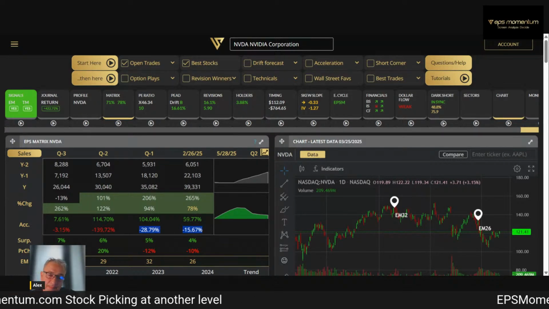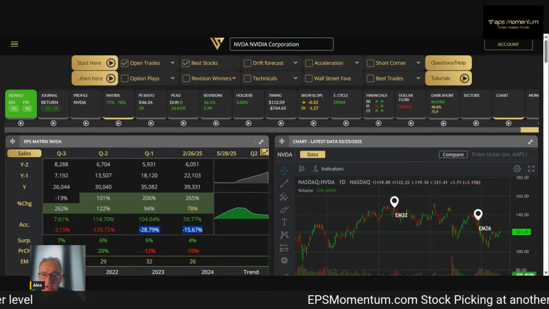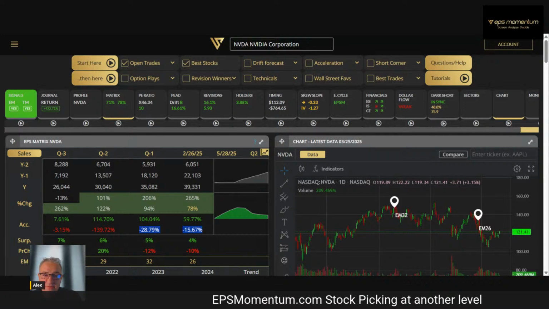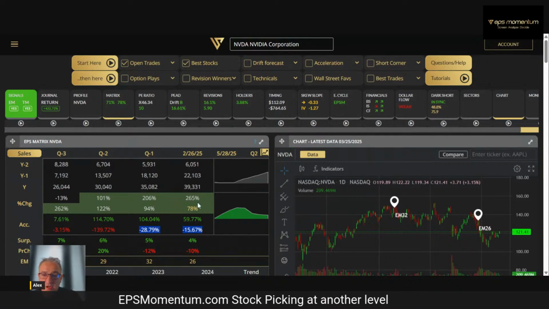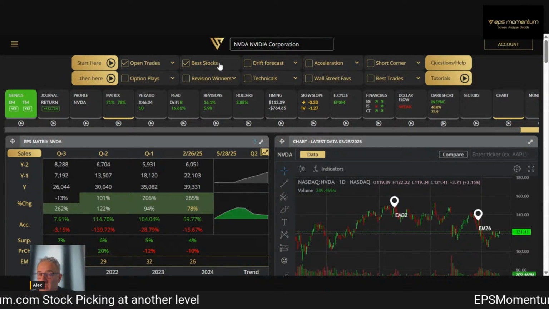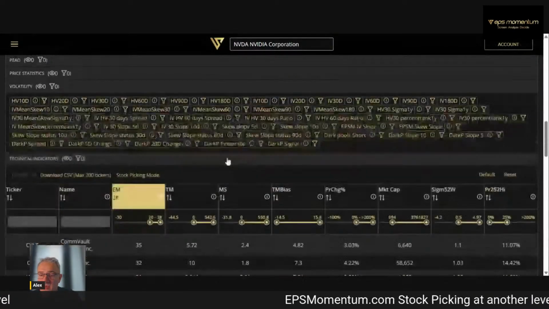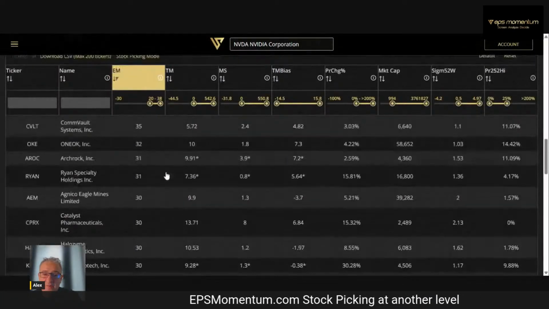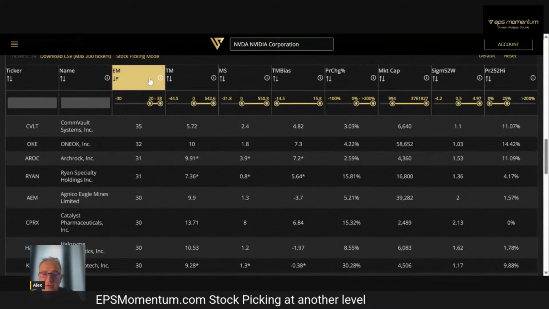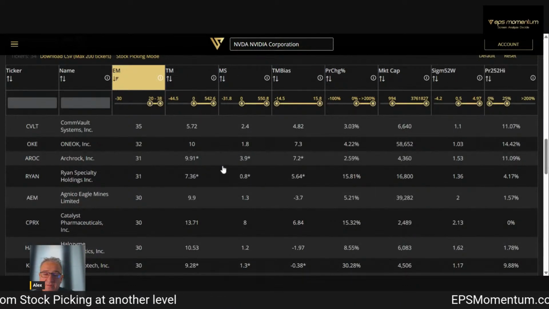Now, what the price is doing up or down for the week is something else. Timing is something else, but first focus on the great companies. So how do we get to great companies? Very quickly, you can click on best stocks if you want, and it goes straight to the screener at the bottom, and it will filter for EM greater than 20 and put in a series of filters.